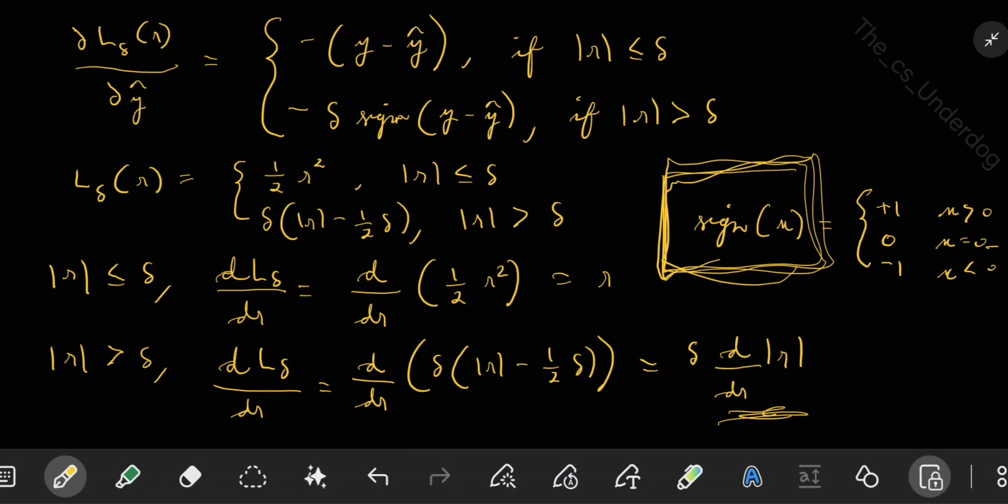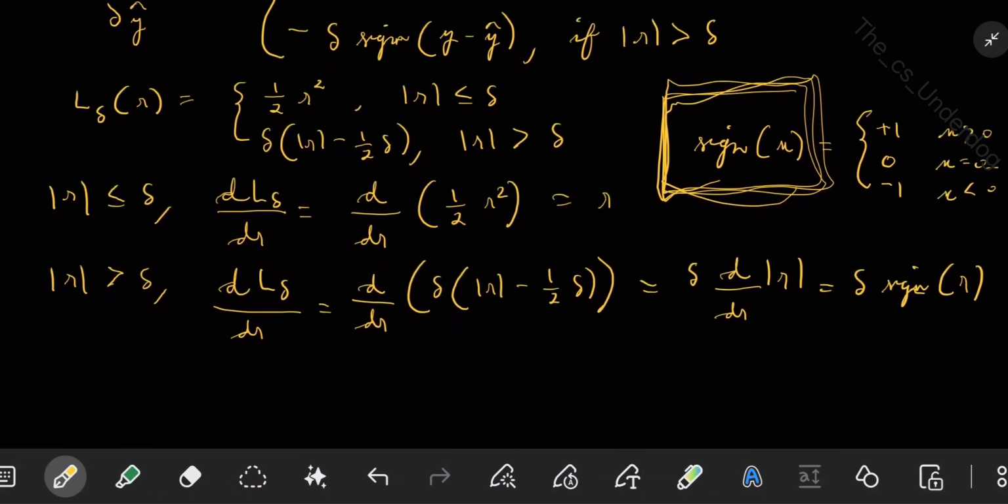So here this is equal to delta into sign of R. This means whenever the value of R is greater than 0, this part will be plus 1, so it will be plus delta. Whenever the sign of R is minus 1, that is, if R is less than 0, then it will be minus delta for this particular term, right? So this is the dL delta by dR component.